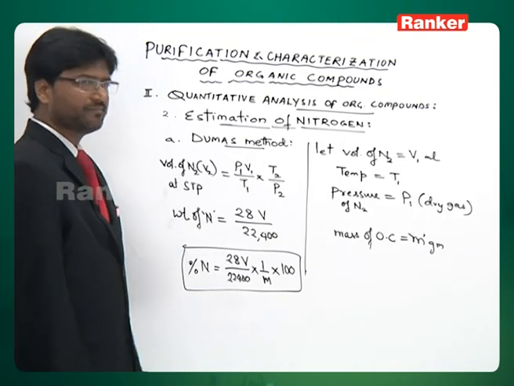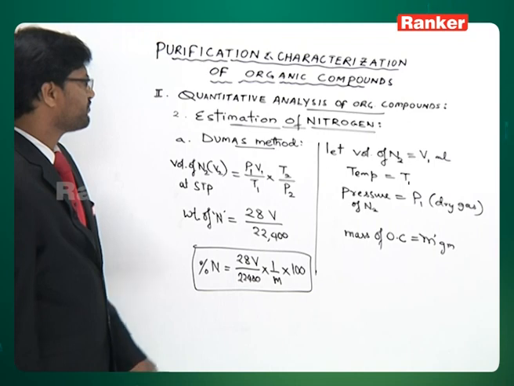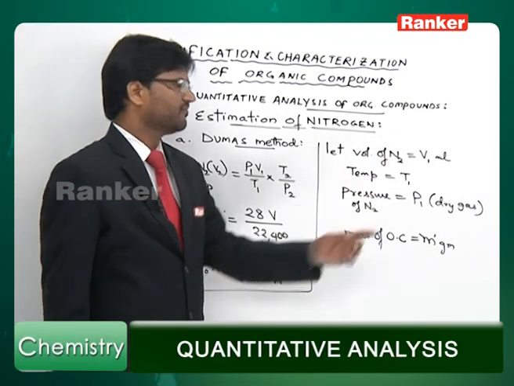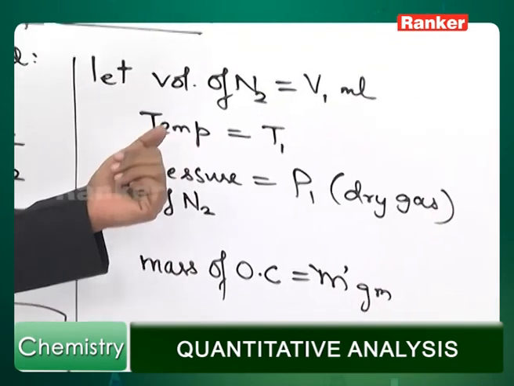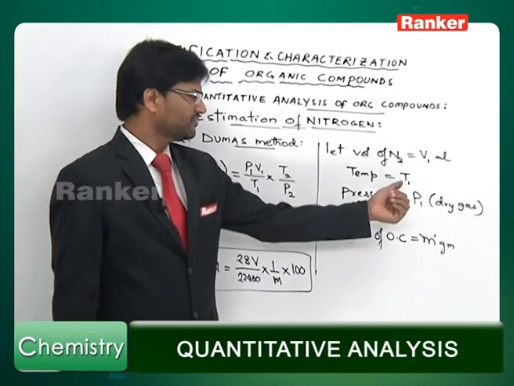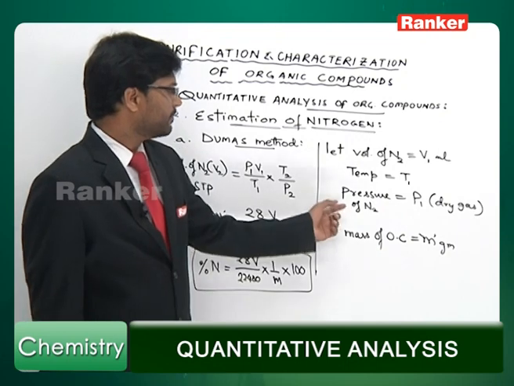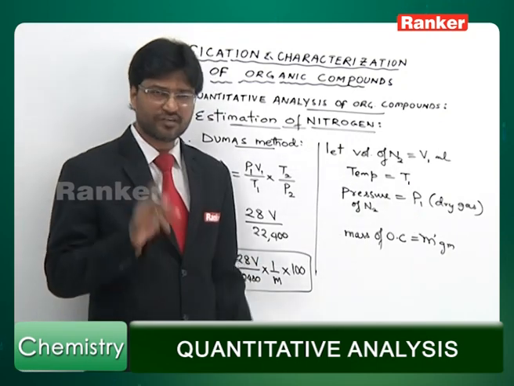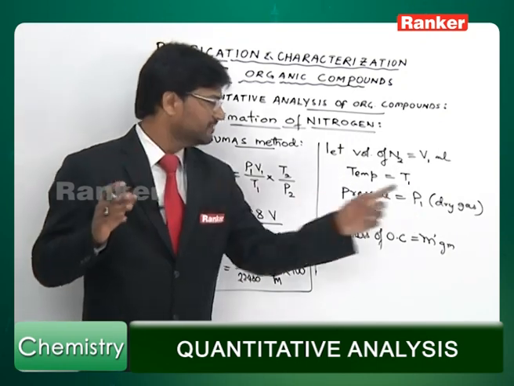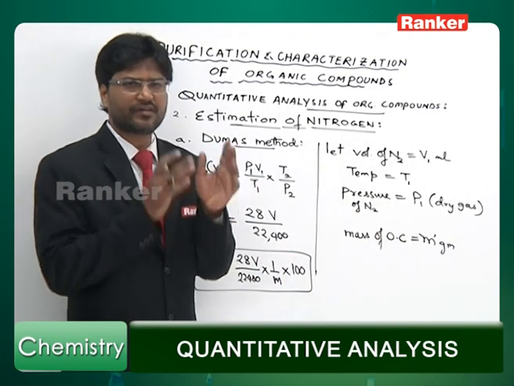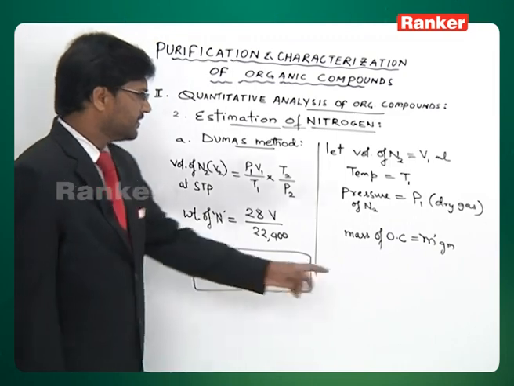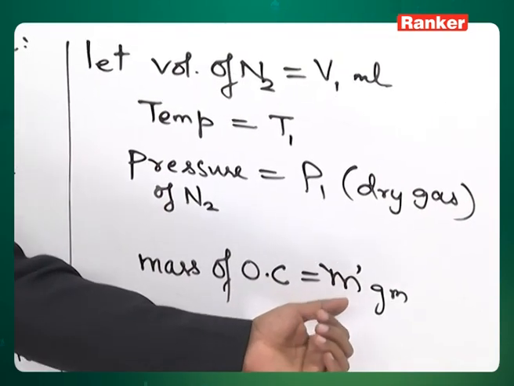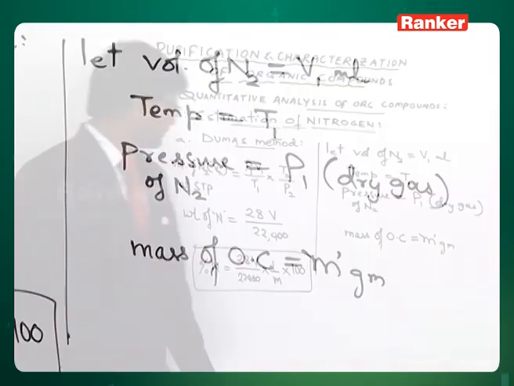Look at the calculation part now. Let us assume that the volume of nitrogen which is collected in the nitrometer be V1 ml. The temperature at which you are doing the experiment, let us assume it to be T1, and the pressure of dry nitrogen is P1. Please remember we got it from the difference between atmospheric pressure and the aqueous tension. Now, let us assume that the mass of organic compound you have taken for the experiment is m grams.